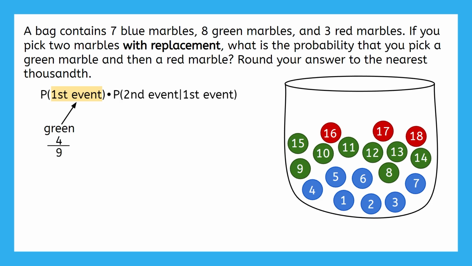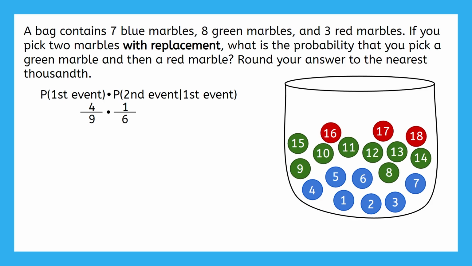The difference here is with our second event, which is picking a red marble. We need to consider how the first event affects the probability of picking a red marble. If I pick a green marble out of this bag and then put it back in, now what's the probability of picking a red marble? Well, since we put the green marble back, there's still 18 total marbles in the bag. And since 3 of them are red, the probability is 3 over 18, which simplifies to 1 over 6. Since this is compound probability, we're going to multiply these 2 fractions together.